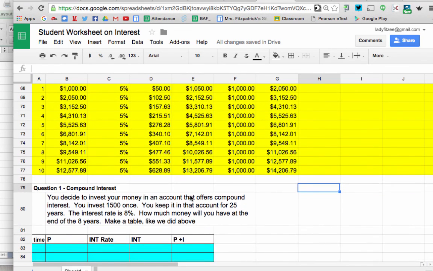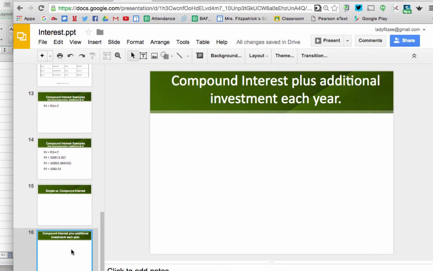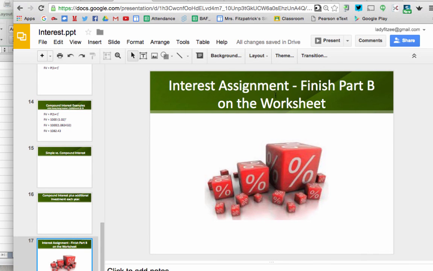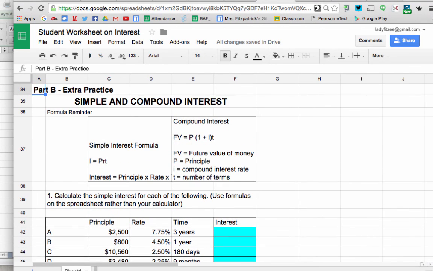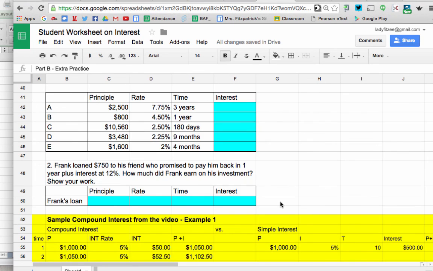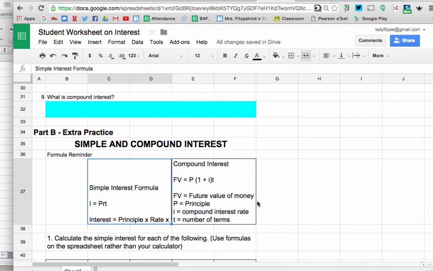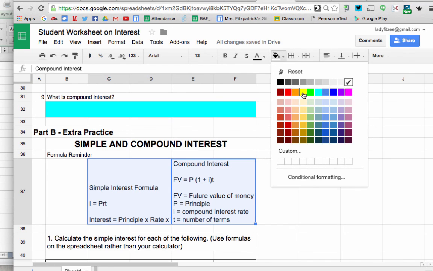I want you to work on part 2 here. You'll see here, interest assignment, which means finish part B of the worksheet. Part B actually starts up here because there's a couple of simple interest questions I want you to do. I put the formulas in here again. Maybe I should highlight them yellow for you so you can see them easily as well.